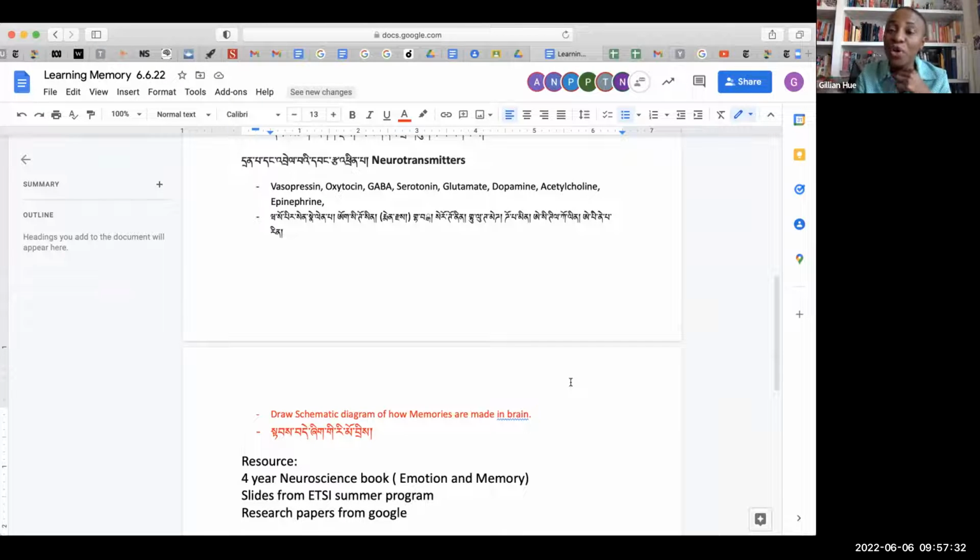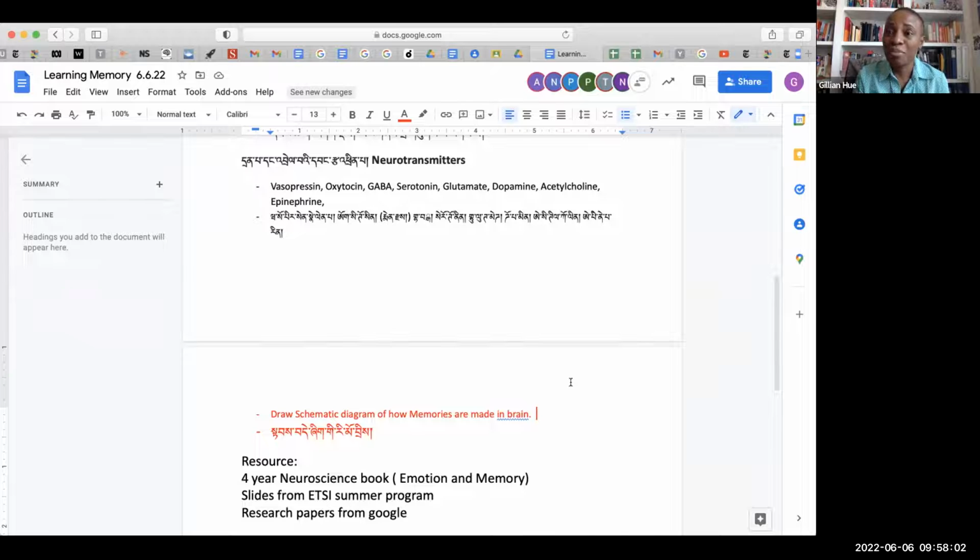So sketch for me in your group right now, and maybe all the tables can do this. What would you expect your students to be able to do to demonstrate that they've learned how memories are made in the brain? What should they be able to show you? If you ask me to draw how memories are made in the brain, I have an idea of what I would draw, but I would like to see what you expect from your students. So that's the question I'm asking now.